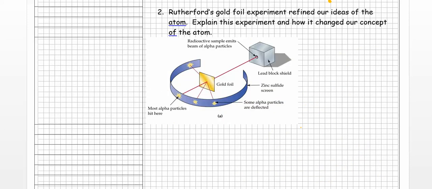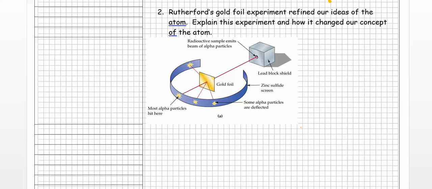Now let's take a look at Rutherford's contribution. Rutherford's gold foil experiment refined our ideas of the atom. Explain this experiment and how it changed our concept of the atom. Well, J.J. Thomson had told the world that the atom was composed of these small particles, that these small particles made up the atom, and that they were throughout the atom like plums in a plum pudding.